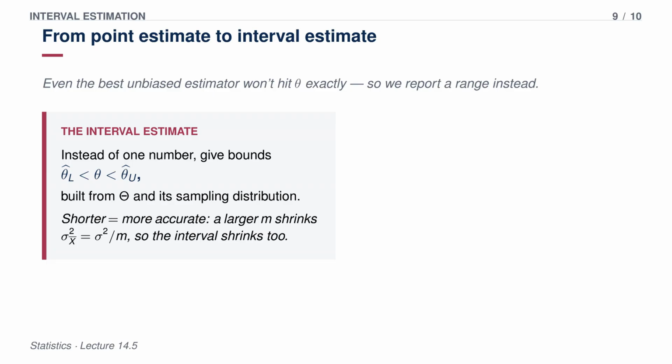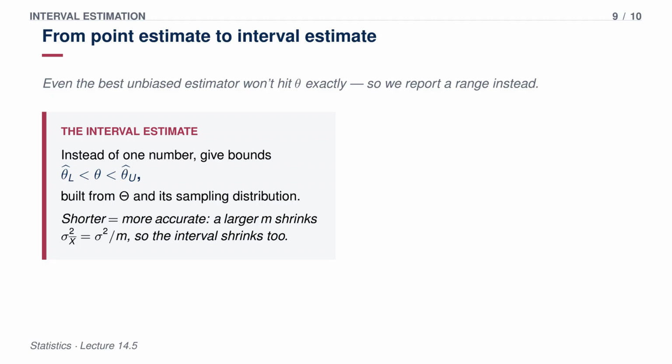Last move, and it's the bridge back to lecture 14. Even the best, most efficient unbiased estimator won't hit theta exactly on a given sample. So instead of pretending one number is the truth, we report a range, a lower bound and an upper bound, with theta somewhere inside. The endpoints come from the estimator and its sampling distribution, and the length of that range tells you how accurate you are.